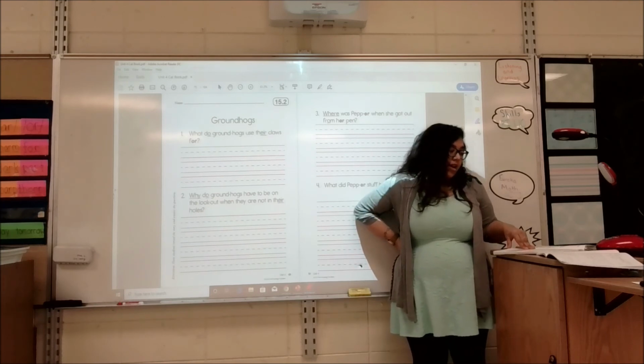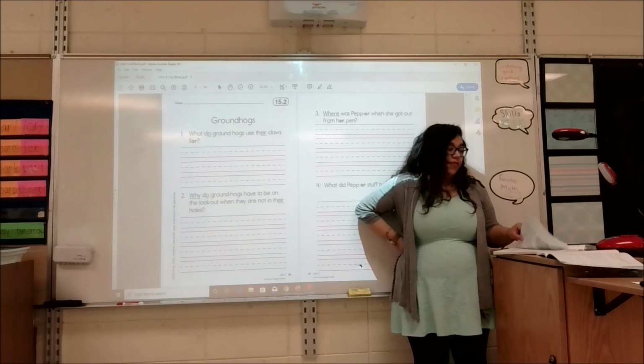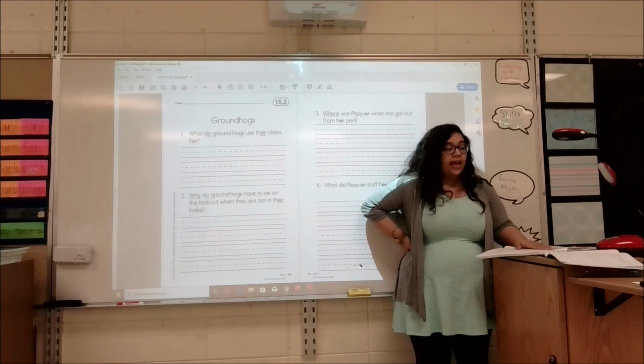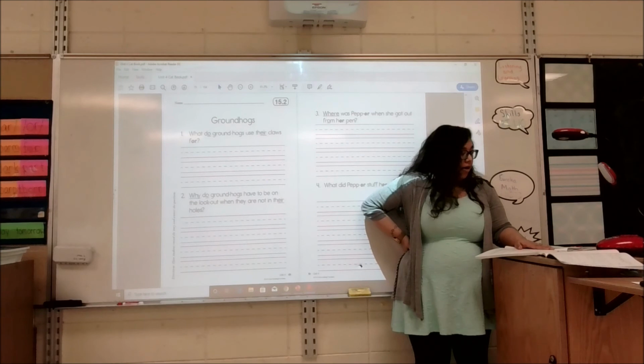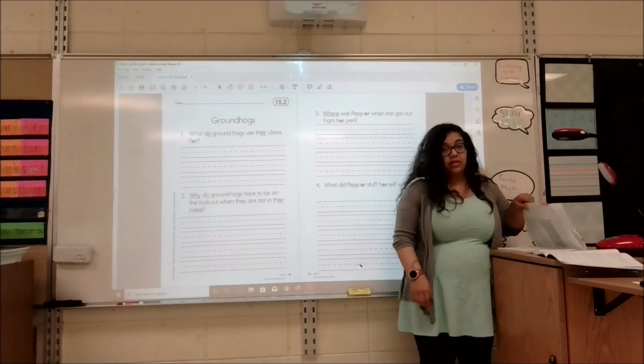Groundhogs are animals that have fur and sharp claws. They live in dark holes underground, usually in fields. Their holes are usually found in fields. I want you to read the story carefully to learn about groundhogs, especially what it is that they like to eat. So think about what it is they like to eat.